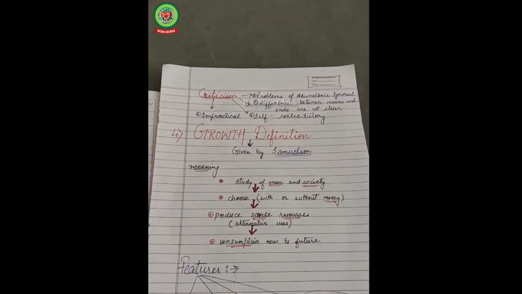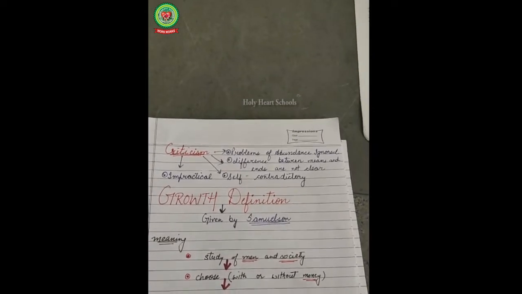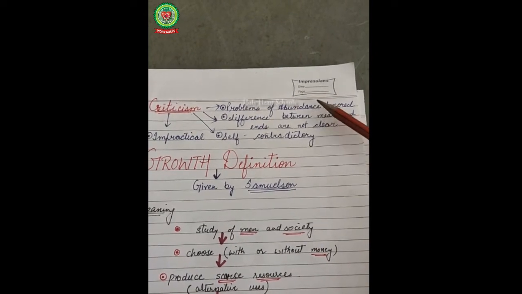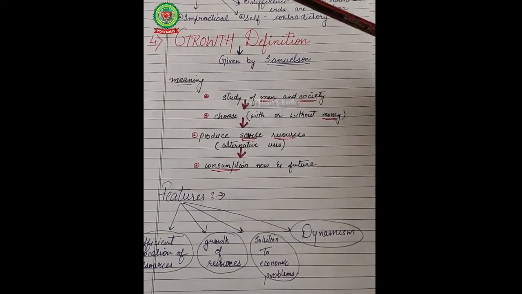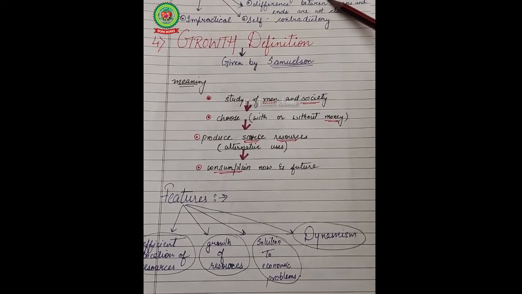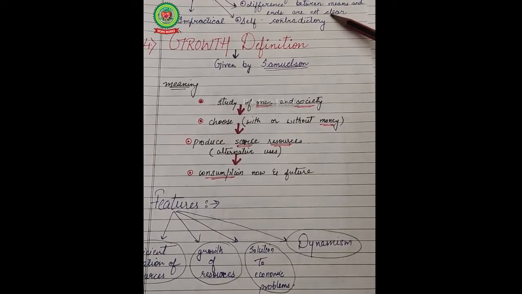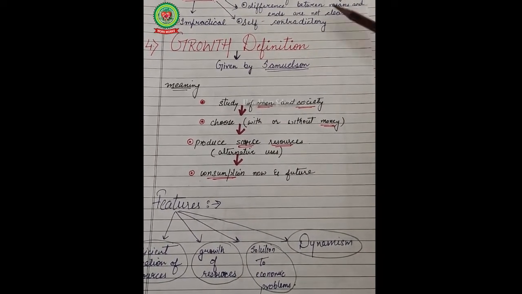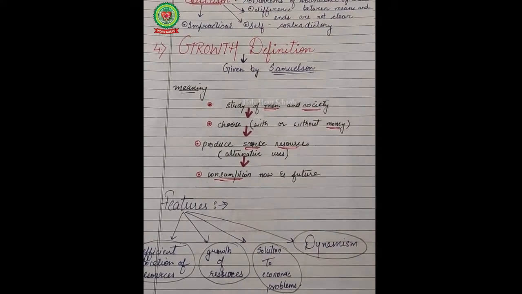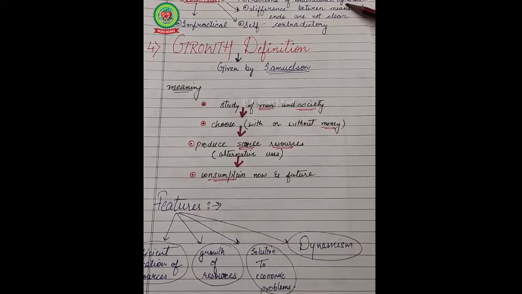Next one is the criticism of the scarcity definition. The criticisms are: the problem of abundance is ignored; the difference between means and ends is not clear; it is self-contradictory in nature; and the last one is that it is impracticable. So the first one is the problem of abundance ignored.